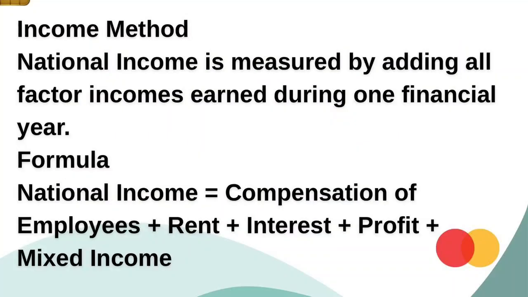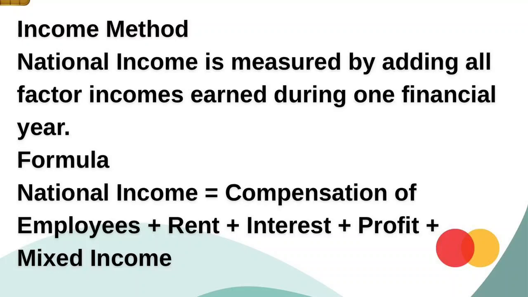Think about a factory that manufactures shoes. Different people contribute to the production process. Workers stitch and assemble the shoes, so they receive salaries and wages. The factory owner rents the building from someone, so the landlord earns rent. The factory takes a loan from the bank to buy machinery, so the bank earns interest. After paying all the expenses, the business owner earns the profit.